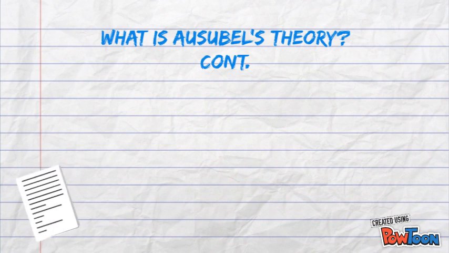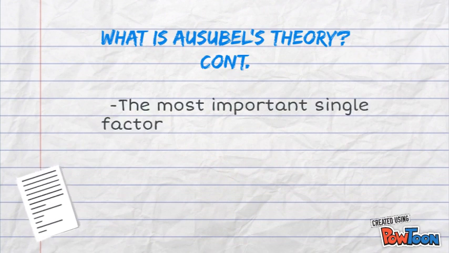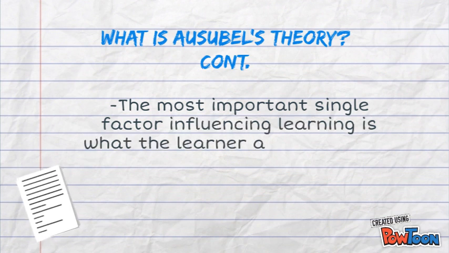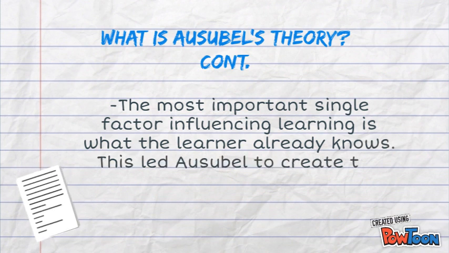Ausubel believes that construction of knowledge begins with our observation and recognition of events and objects through concepts we already have. We learn by constructing a network of concepts and adding to them. Ausubel also stresses the importance of reception rather than discovery learning.